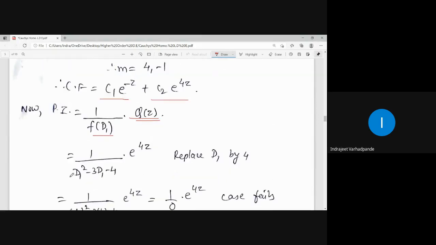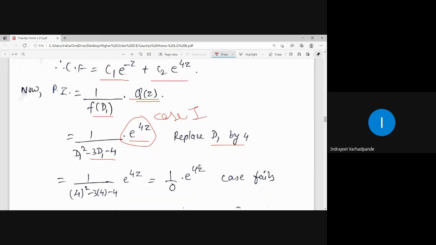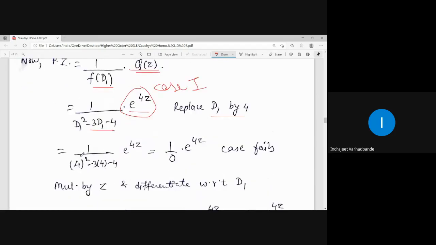So 1 upon D1 square minus 3D1 minus 4, to be multiplied by e to the power 4z. Replace D1 by 4. What does this case signify? This is compared to case number 1. So case number 1 says replace D1 by 4. So it will be 1 upon 4 square minus 3 into 4 minus 4. 16 minus 12 is 4, 4 minus 4 is 0.